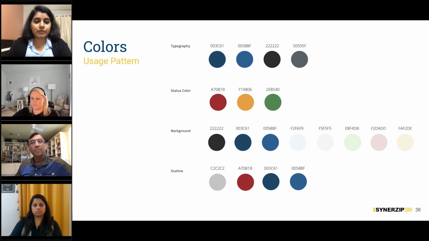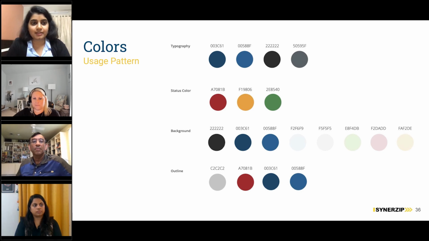We also defined the usage pattern for the same, like what should go for typography, what should be for status color, what should be for background and outline. Gradients were also defined. These colors are also defined based on the WCAG accessibility guidelines, considering our products mostly support and focus on continuing with and maintaining these guidelines. So yes, that was also covered.